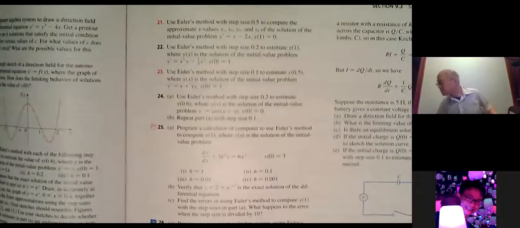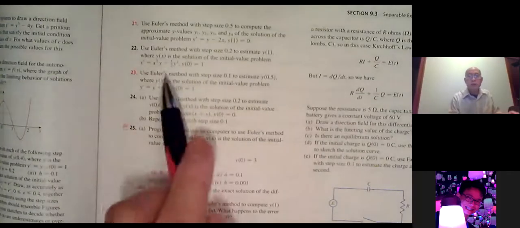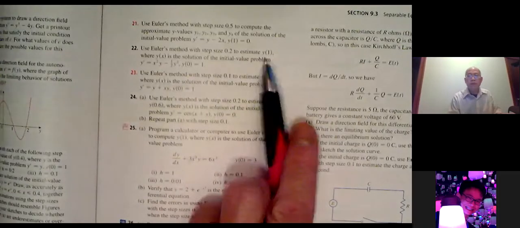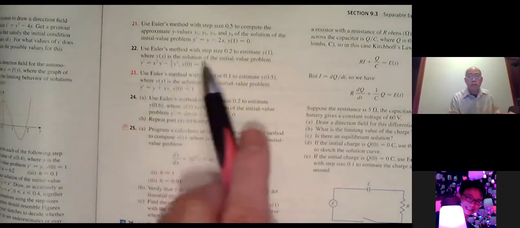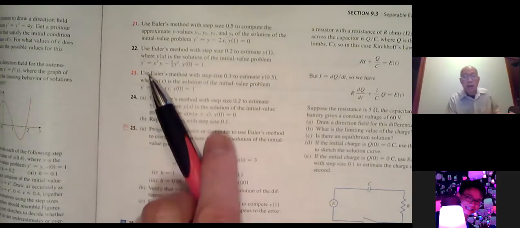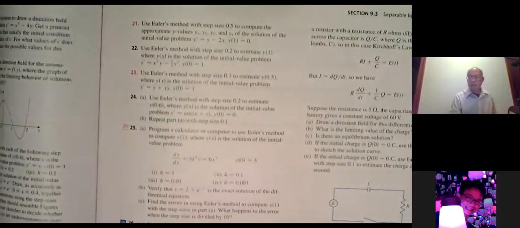Okay, 22. Use Euler's method with step size 0.2 to estimate y of 1, where y of x is the solution of the initial value problem. Y prime is equal to, let's see.